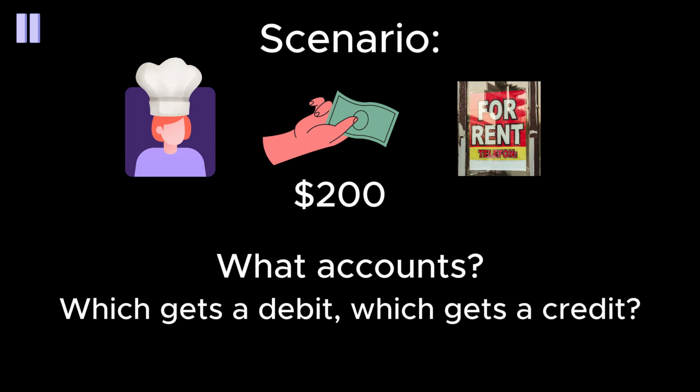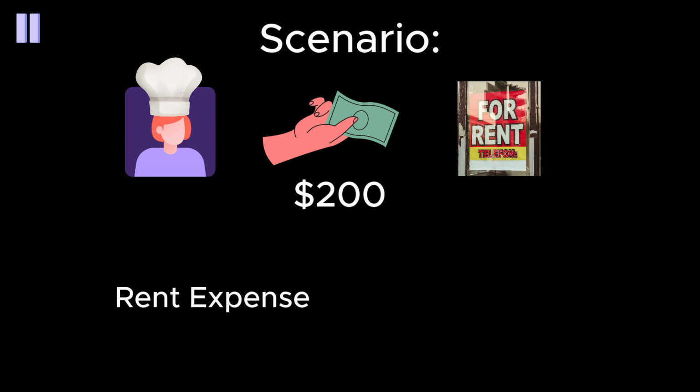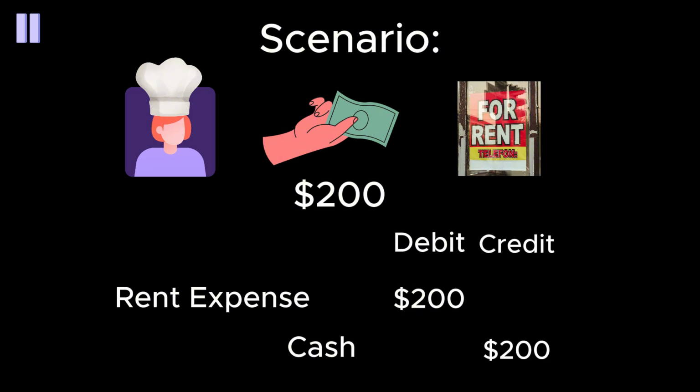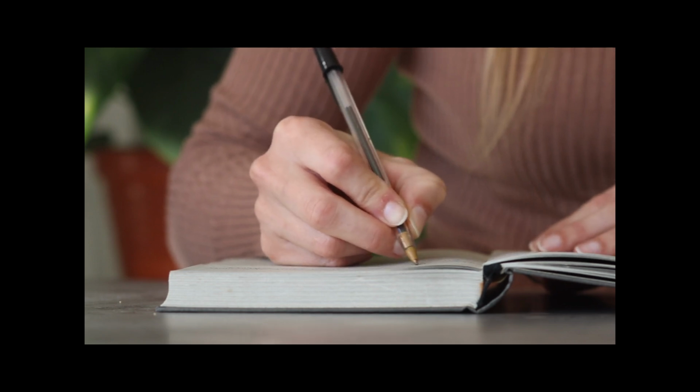Alright, time's up. Here's the solution. Rent expense, an expense account, increases, so it's debited $200. Cash, an asset, decreases, so it's credited $200. Great job if you got that right. If not, no worries. Practice makes perfect, and you're already making progress. Now you know how to record a simple journal entry.